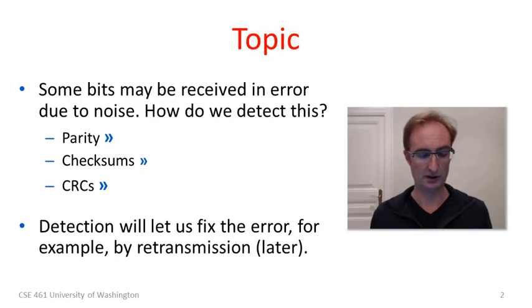And we will look at three schemes in particular: parity, really mostly for motivation, followed by checksums and CRCs, with the latter two used fairly widely in practice. I'd point out also that detection by itself won't fix errors, but it will allow us to fix errors by combining detection with a mechanism such as retransmission, and we'll look at retransmission later.